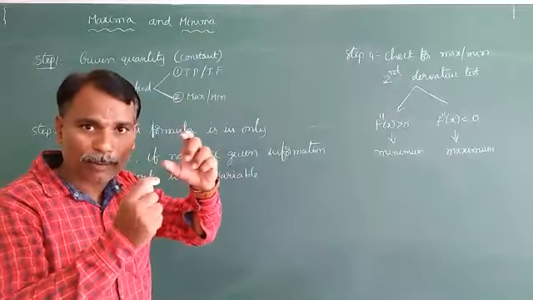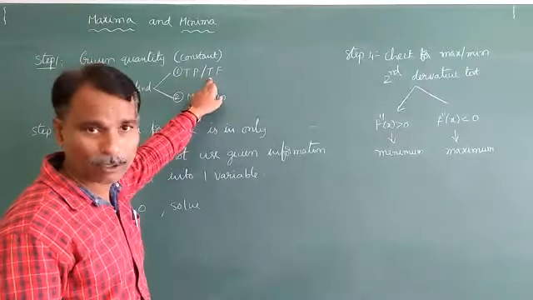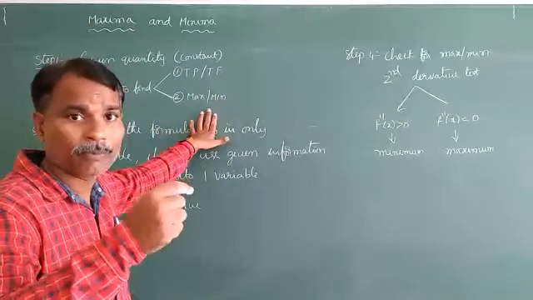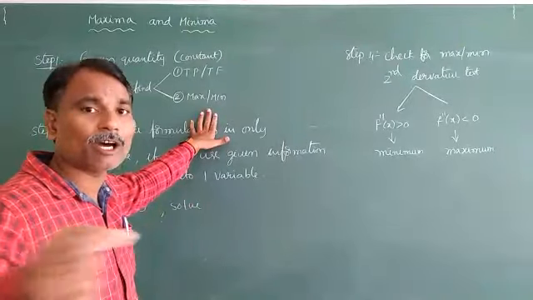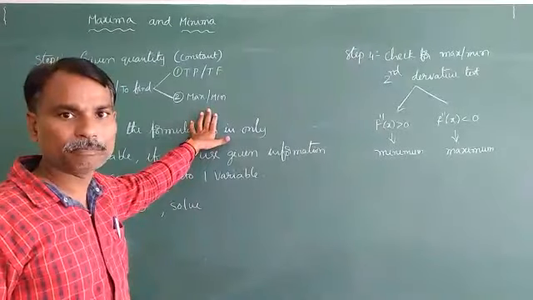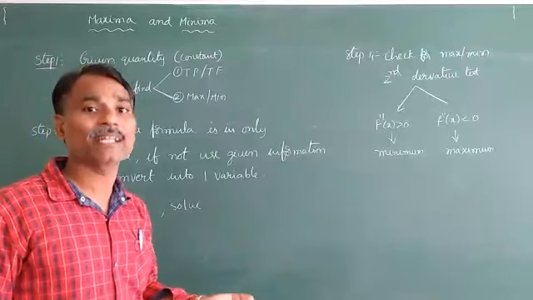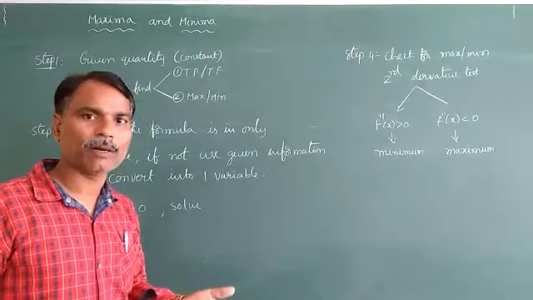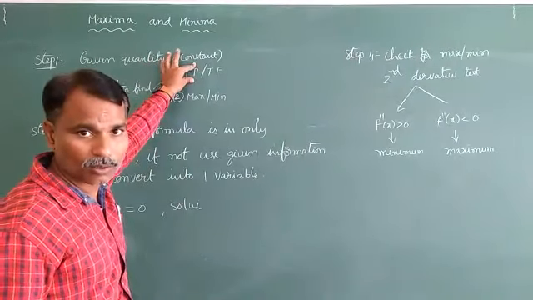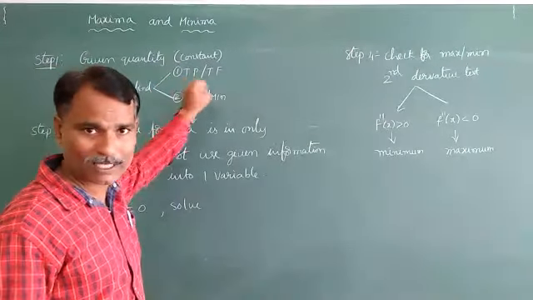First, analyze the problem: what we have to prove, and whether we have to show a maximum or minimum. Here they may ask for the maximum value of the volume or the minimum of the area. So what is given in the question, and whether it is asking for a maximum or minimum, we have to understand in the first step.